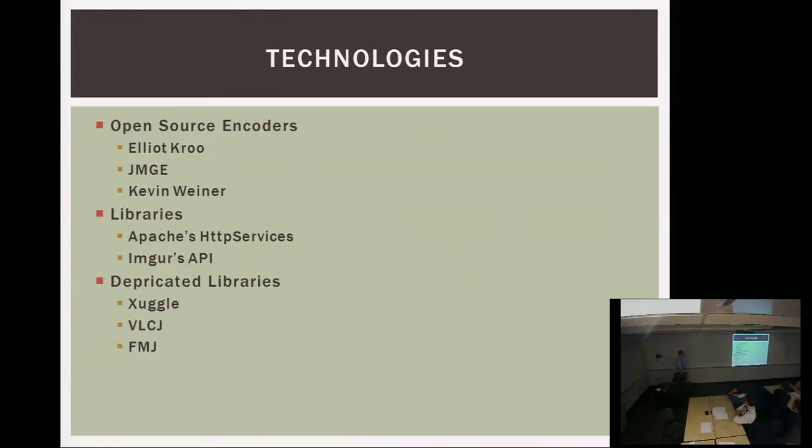VLCJ stands for the VLC Media Player Java, which is a very inconsistent library, but it's supposed to wrap VLC, but I could not get it working. And FMJ is Freedom for Media in Java. It's meant to be a wrapper for Java Media Framework, which is their first-party library that's very non-functional, and FMJ is meant to kind of wrap around that.